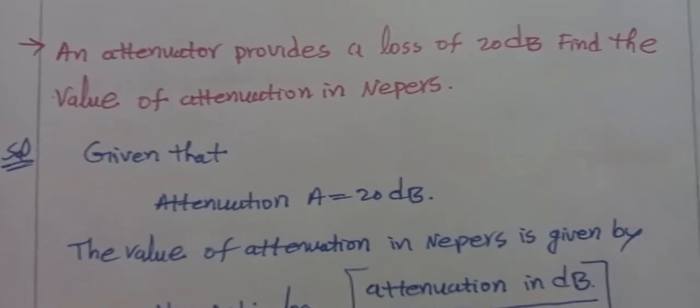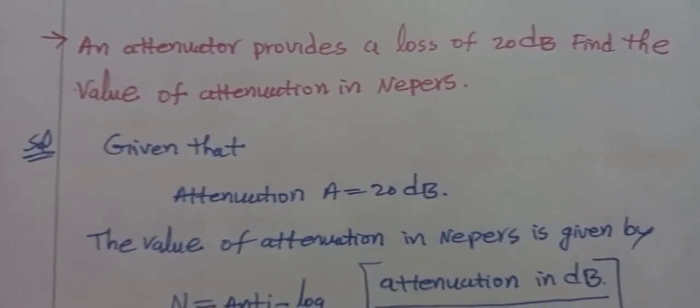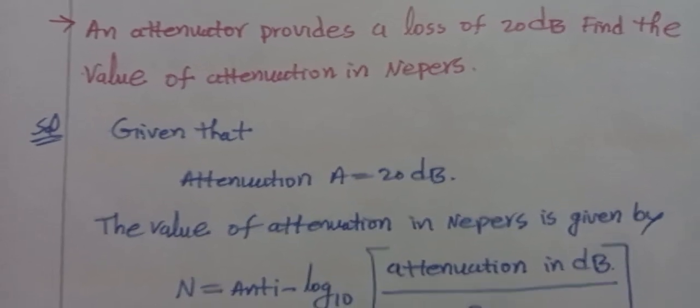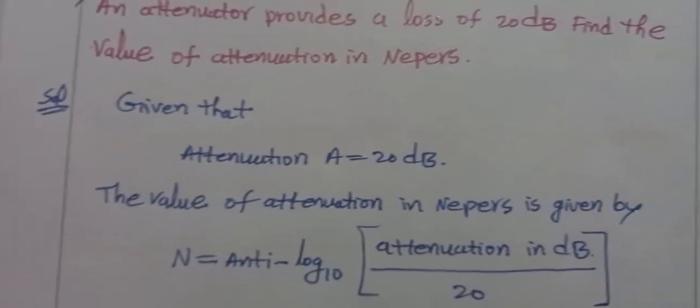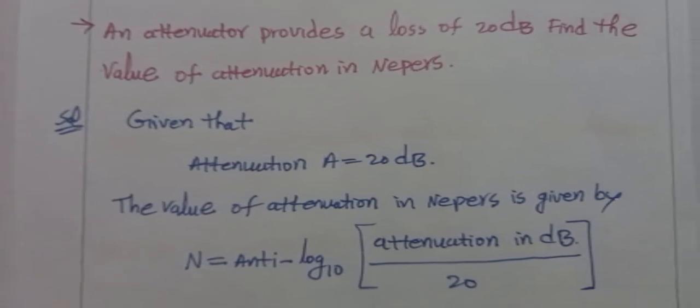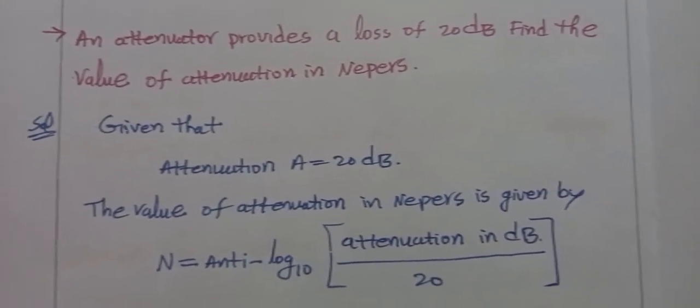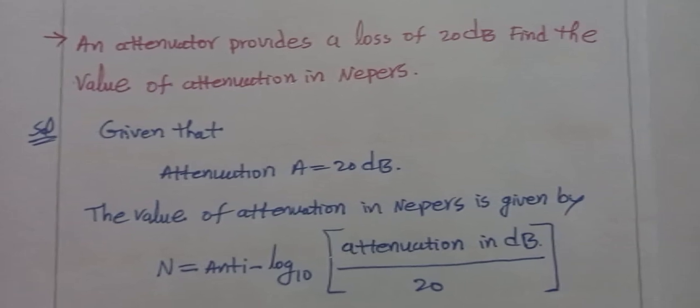An attenuator provides a loss of 20 dB. Find the value of attenuation in Nepers. Okay, now this is also a 1 mark problem. A very simple direct formula here. So attenuation A equal to 20 dB. Okay, that one is given data.